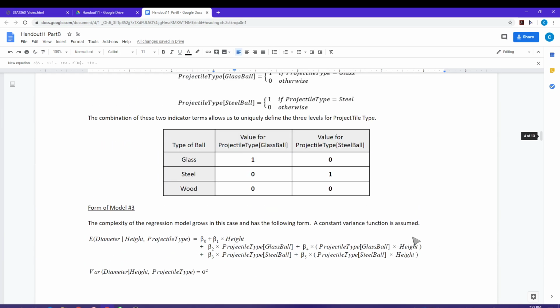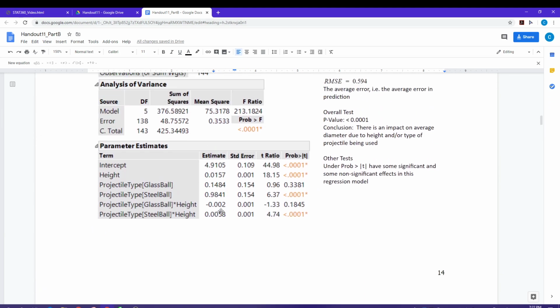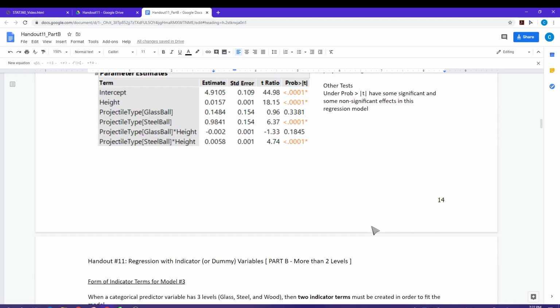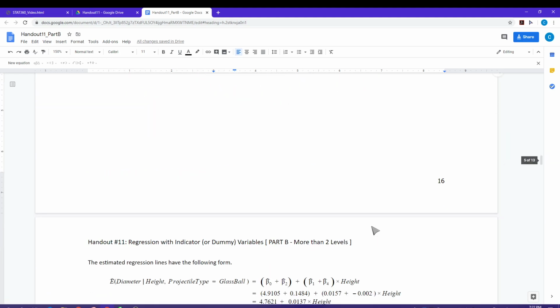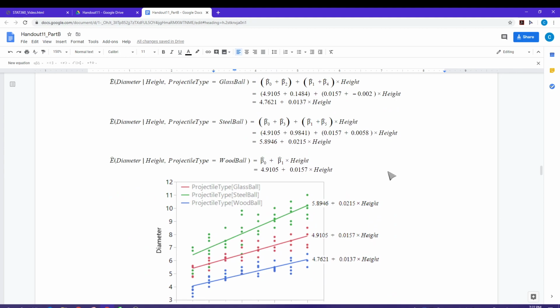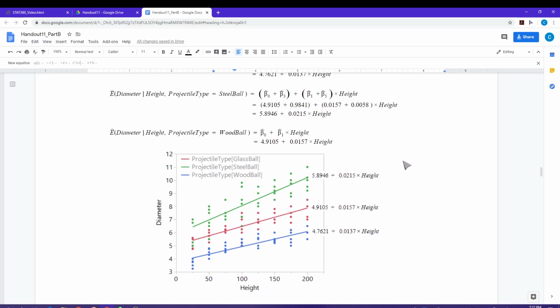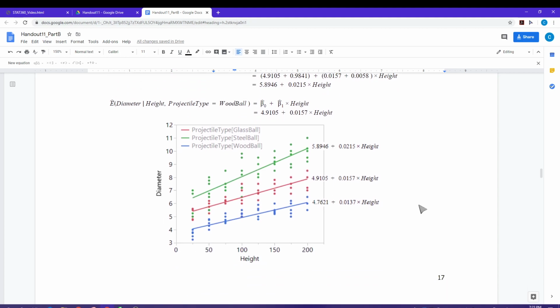So I can use these coefficients now, this list of parameter estimates for my parameters. I could write out all of the different regression models, and I do that here on page 17. So just carefully going through, picking up the right coefficients, doing the algebra, you end up getting these 3 regression models. We can see that the wood ball has the lowest y-intercept, and its slope is also the flattest at 0.0137.